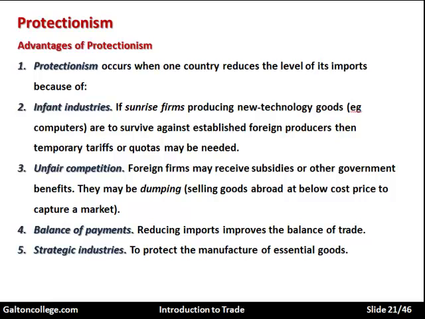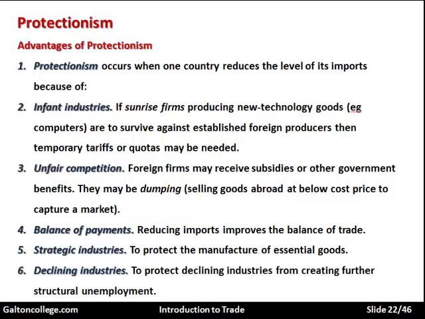Also, there's the case of strategic industries. Sometimes governments try to protect the manufacture of essential goods. They specify what essential goods are. It could be electricity generating plants, or it could be particular engineering products, or perhaps even some parts of the agricultural sector or fisheries or whatever. So the government may decide that it will not allow trade in those items. It will not allow imports in those items to try and help domestic producers.